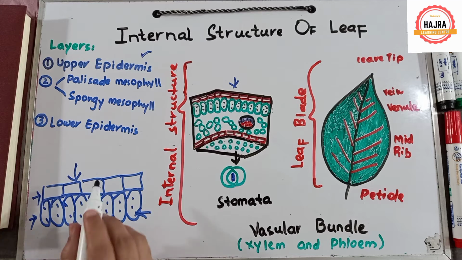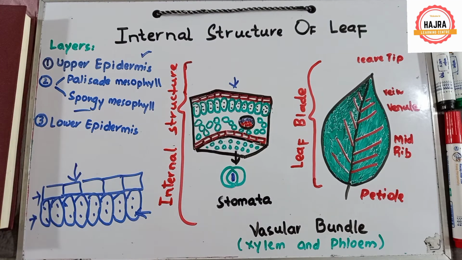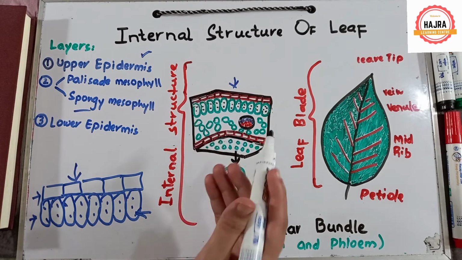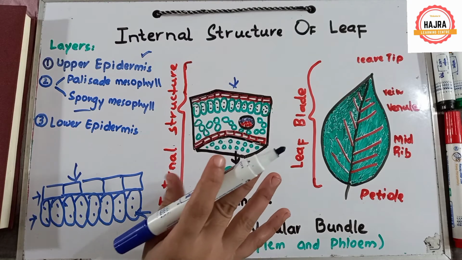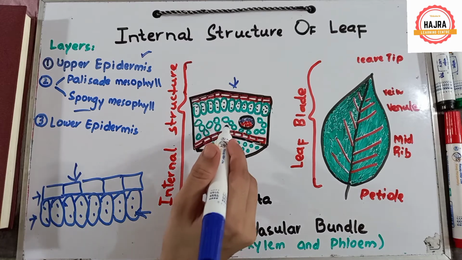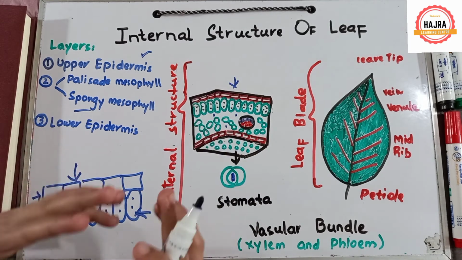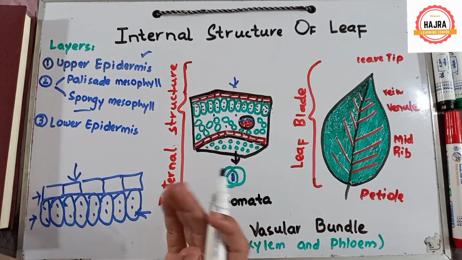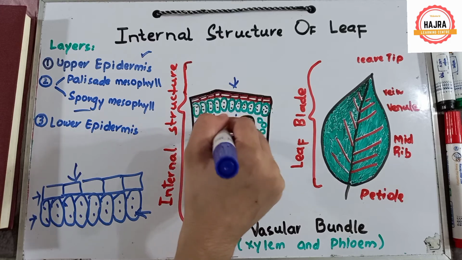But just above the lower epidermis there is the spongy mesophyll. Spongy mesophyll do not have a regular shape. They are irregular in pattern and irregular in shape. Look at here, there is a gap in between them, because they have to trap carbon dioxide from the air. That is why there is a gap. So carbon dioxide will be trapped in this gap.